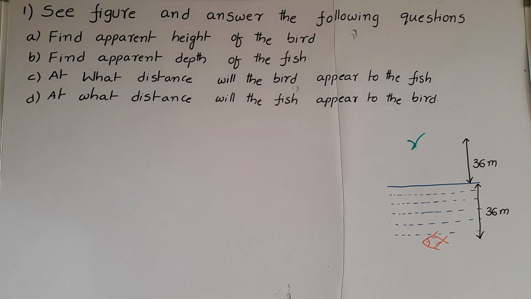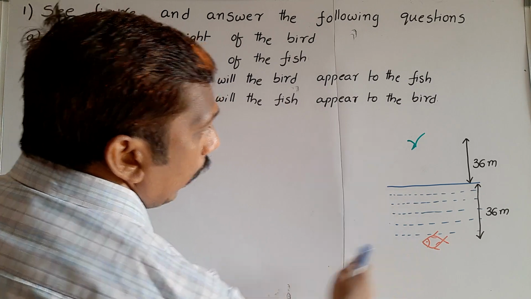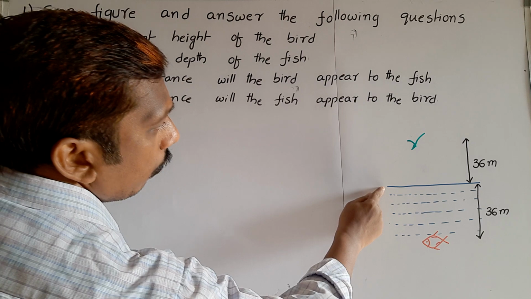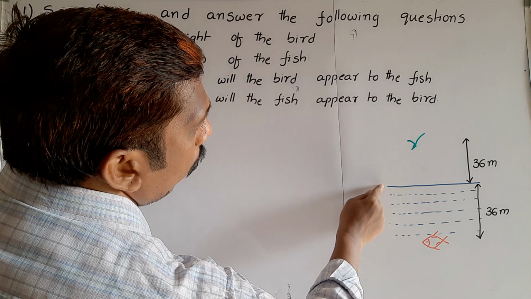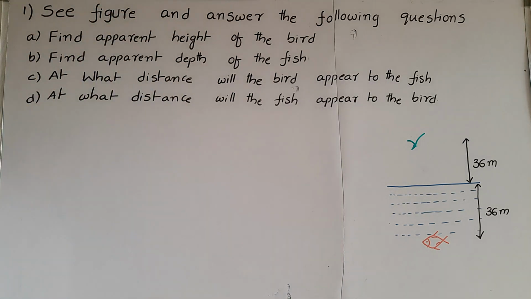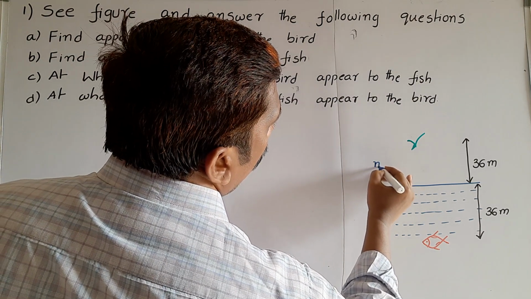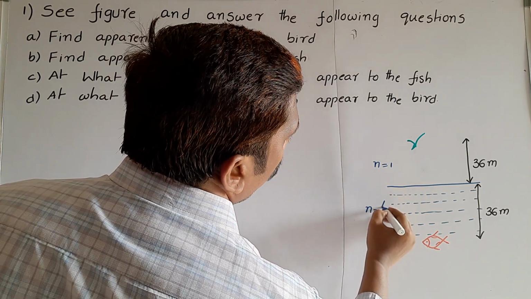See the figure and answer the following questions. Here they gave one figure. A fish is inside the water at a depth of 36 meters from the free surface. In the same way, one bird is at a height of 36 meters above the water surface. The refractive index of this medium is 1 and the refractive index of this medium is 4 by 3.